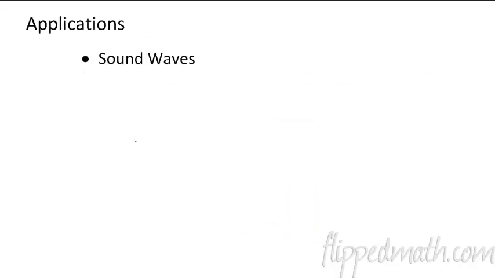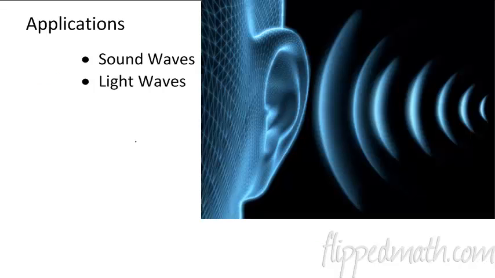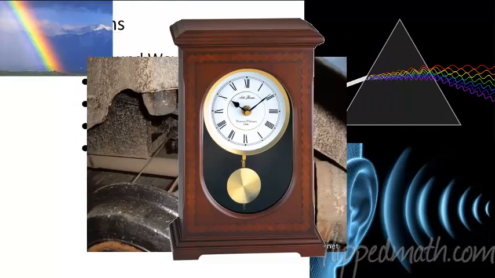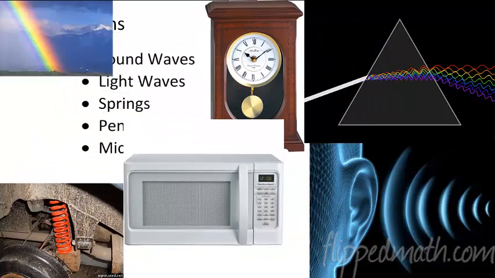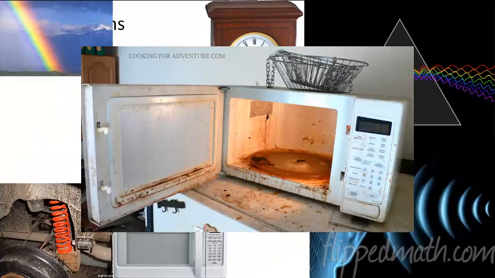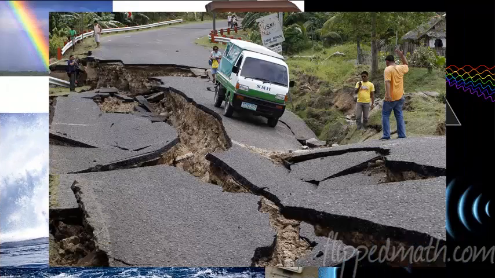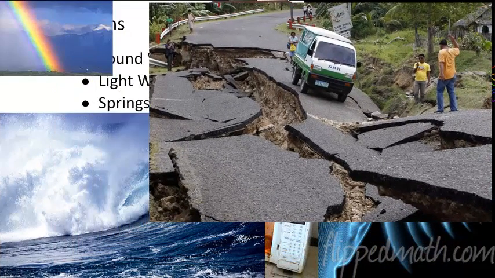Okay, so we're going to have lots and lots of applications of these things. They are used all over the place. You've got sound waves, light waves, springs, pendulums, microwaves, even microwaves that look like Mr. Brust's microwave. It's really disgusting. Ocean waves, earthquakes, anything that might have any type of repetitive cycle or a wave form to it could be used with sine and cosine graphs.